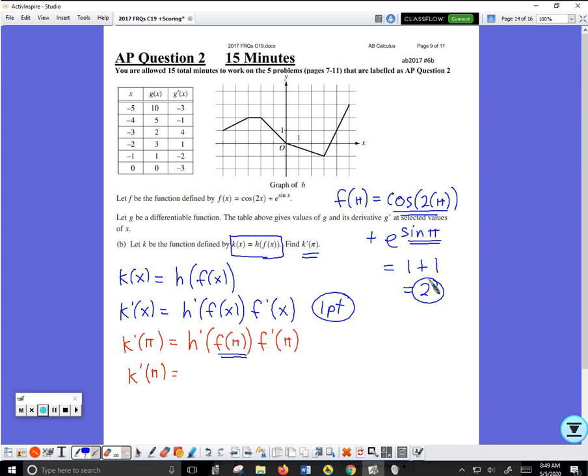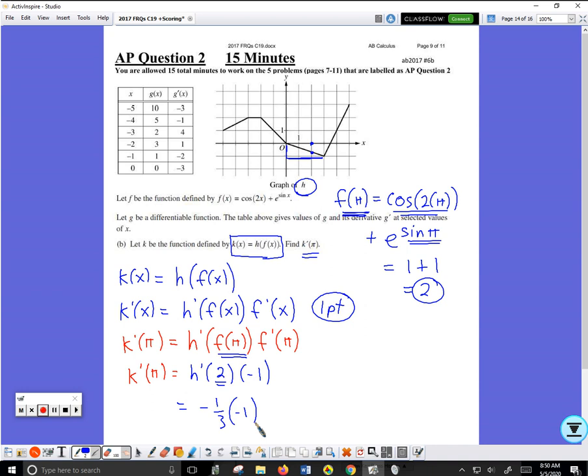So now I have h prime of 2, because that was my f of pi value. Then f prime of pi is -1. Now I look up at the graph of h, and I go find h prime of 2. Means I come over here to x equal 2. And I have to find h prime, which means the slope right there. This line goes down 1. It goes over 3. So that's -1/3. This is equal to -1/3 multiplied by -1.